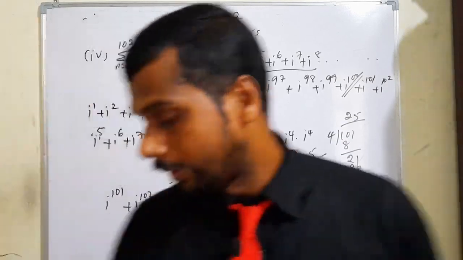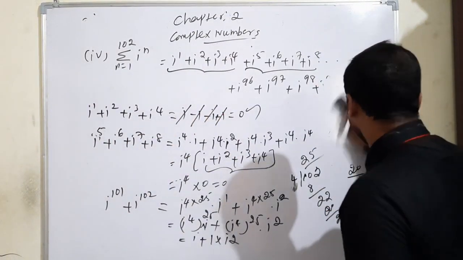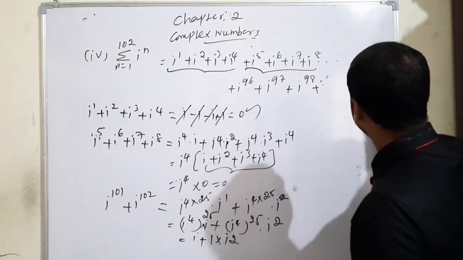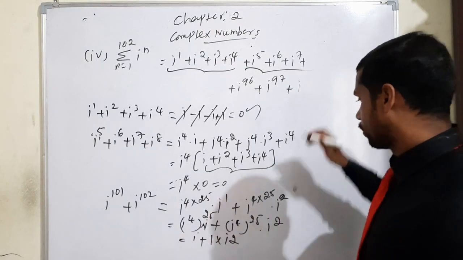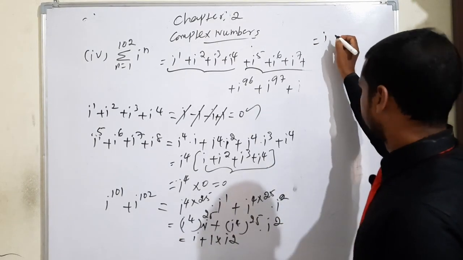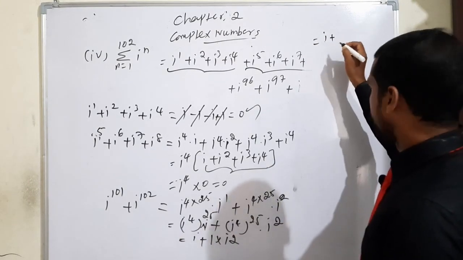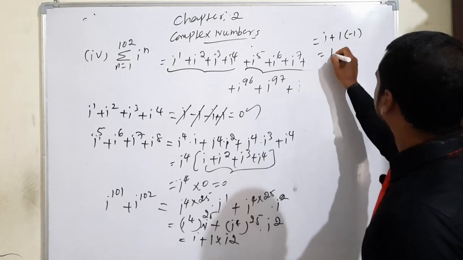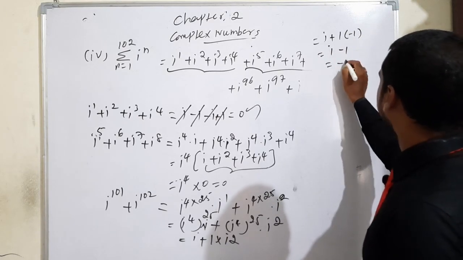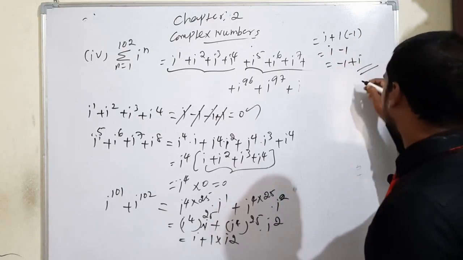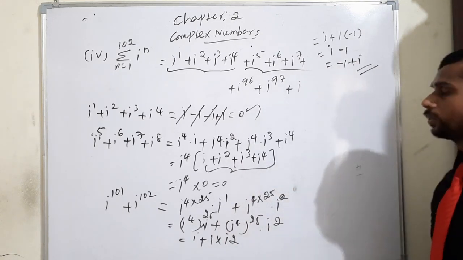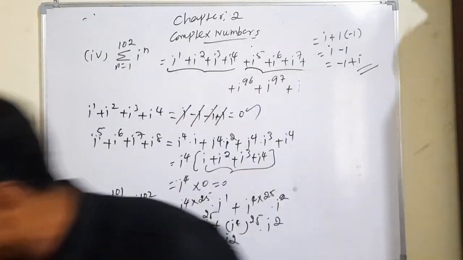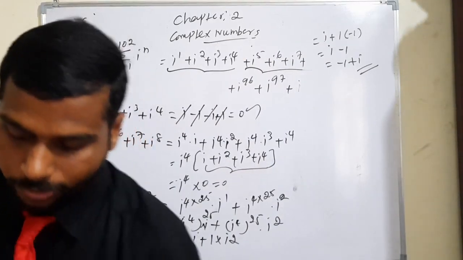Therefore, listen very carefully. So first, i is there, plus again 1 into i square means minus 1. Therefore, 1 into minus 1, minus 1. Therefore, the answer will be minus 1 plus i. Always write the real part first, second the imaginary. So real part minus 1, imaginary i. Okay, minus 1 plus i. This is the subdivision 4 answer.